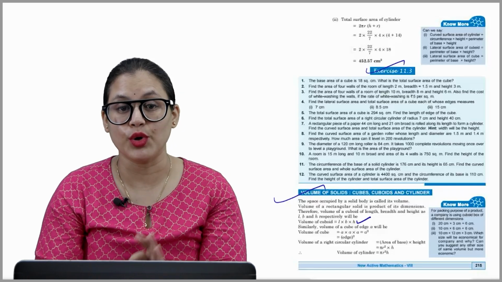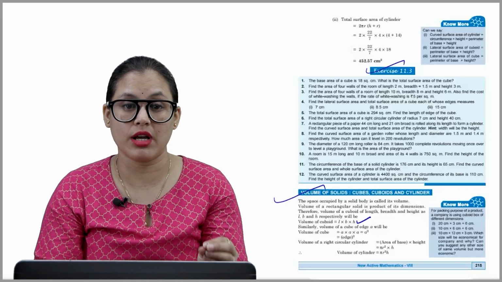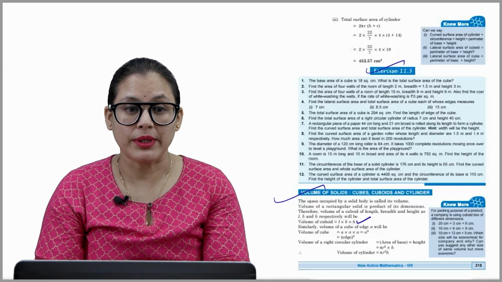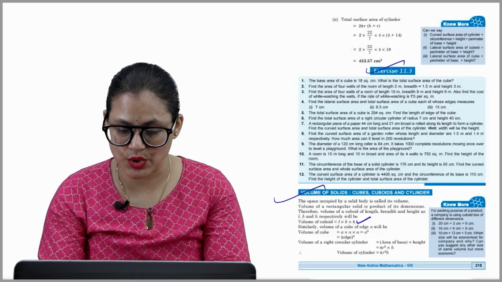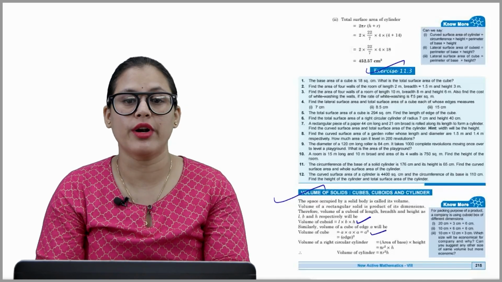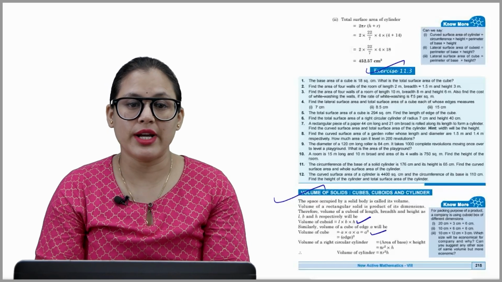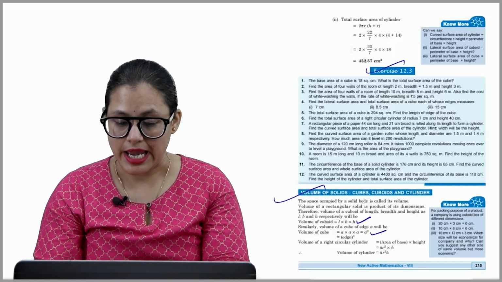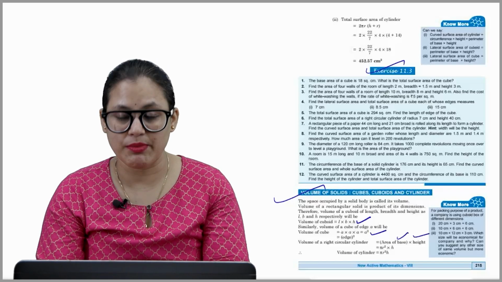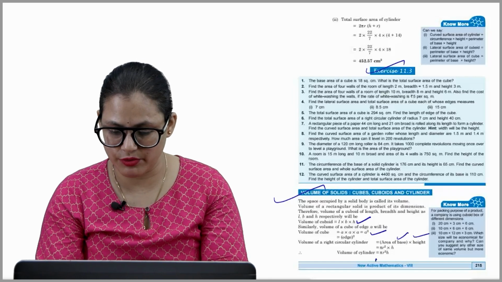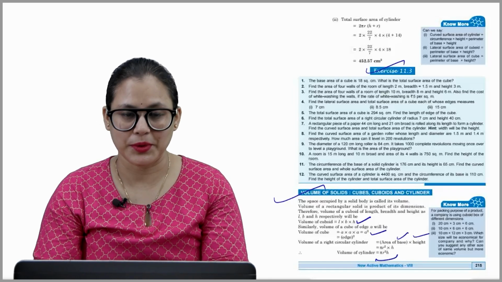Similarly, volume of a cube of edge A will be A into A into A, that is A cube or edge cube, and volume of a right circular cylinder is area of base into height, that is pi r square h. So this is the formula of volume of cylinder.